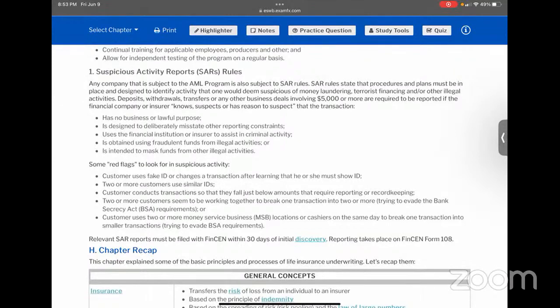Deposits, withdrawals, transfers, or any other business deals involving $5,000 or more are required to be reported if the financial company or insurer knows, suspects, or has reason to suspect that the transaction has no business or lawful purpose, is designed to deliberately misstate other reporting constraints, uses the financial institution or insurer to assist in criminal activity, is obtained using fraudulent funds from illegal activities, or is intended to make funds from other illegal activities.